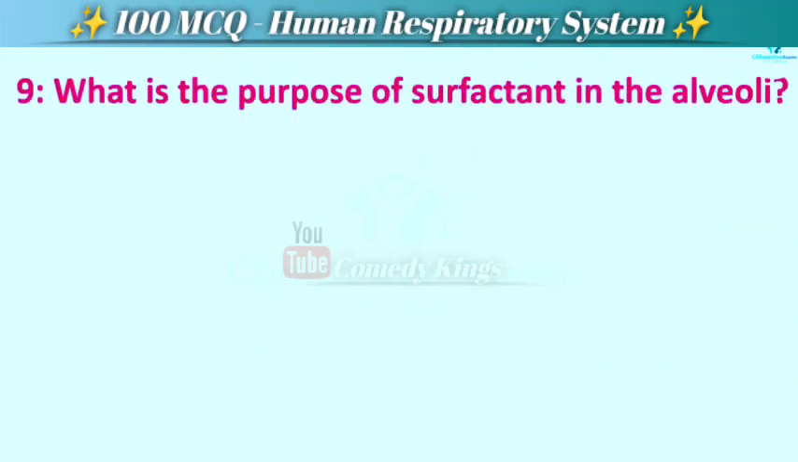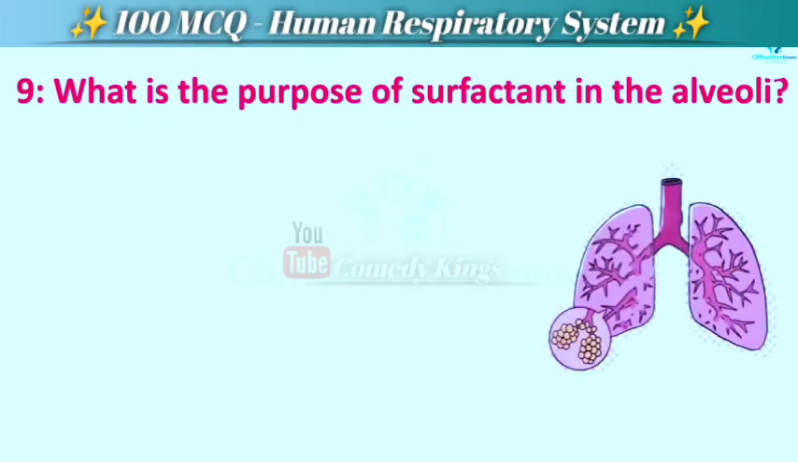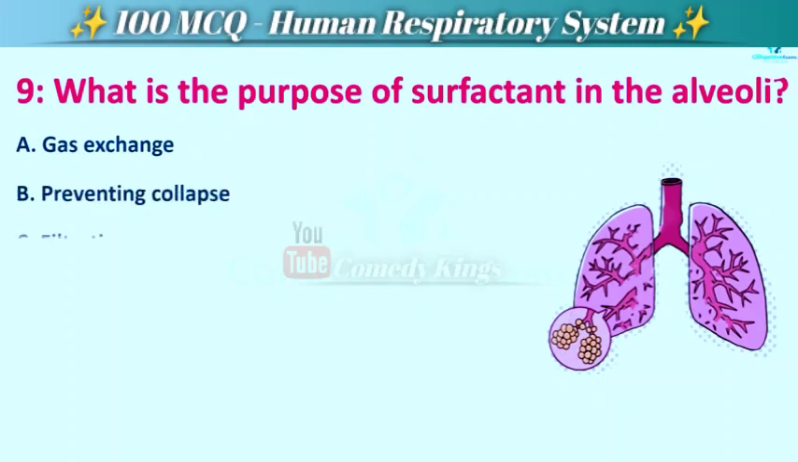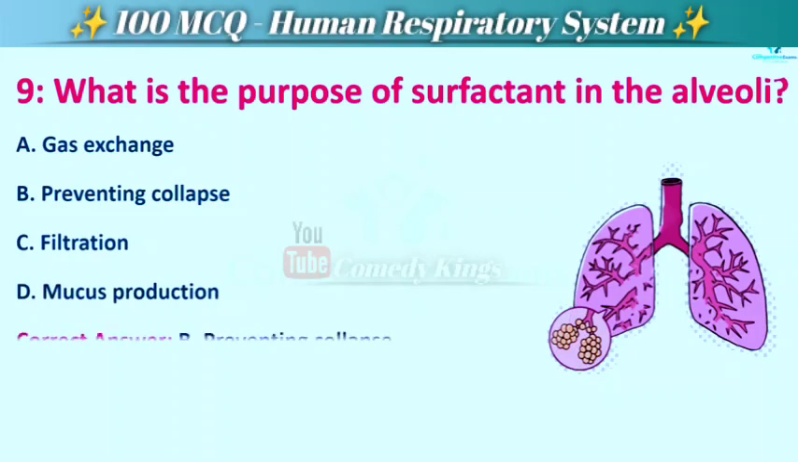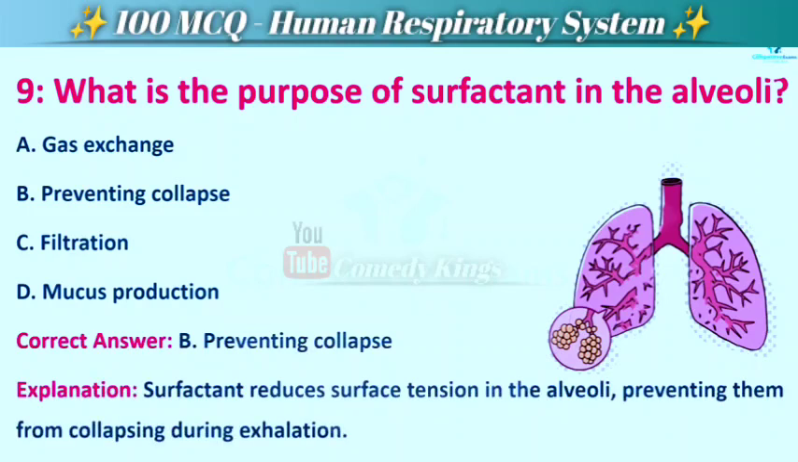Question number 9. What is the purpose of surfactant in the alveoli? Your options are gas exchange, preventing collapse, filtration, or mucus production. The correct answer is B, that is preventing collapse. Surfactant reduces surface tension in the alveoli, preventing them from collapsing during exhalation.